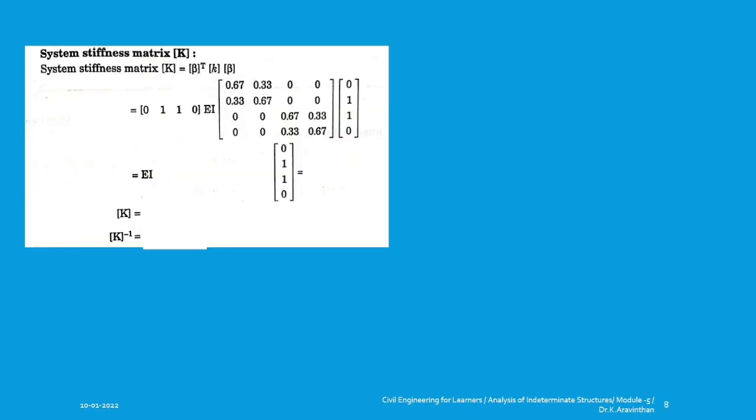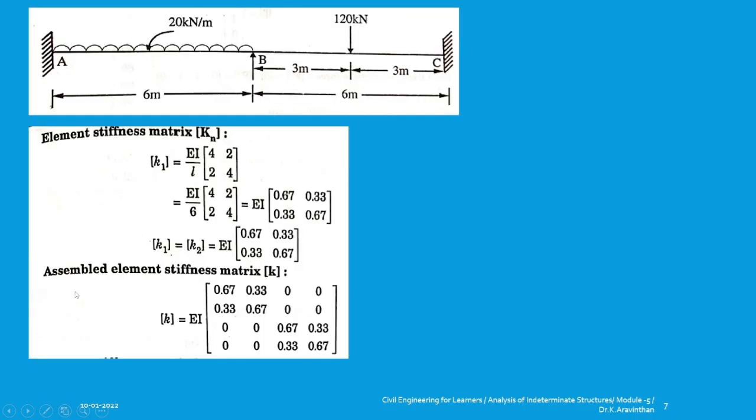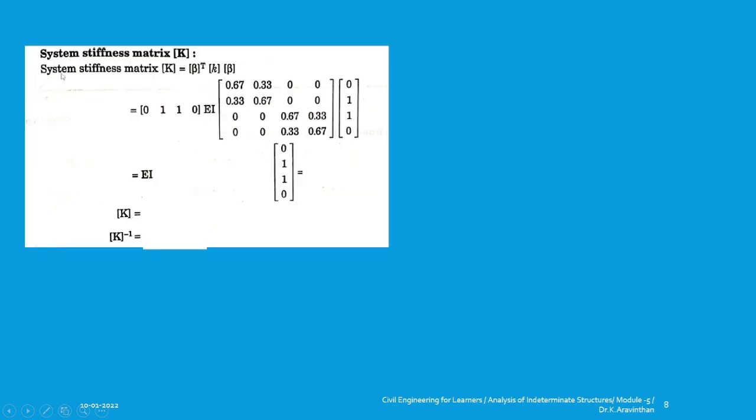So likewise. Now let us go to the system stiffness matrix. The formula is K, that is capital K. If you go to the previous step, it was the element stiffness matrix, which is small k. You can see the difference, and now you have to find capital K, which is the system stiffness matrix. Step number 6. How to find capital K? Beta transpose small k into beta. Your beta value is 0, 1, 1, 0. EI, and small k is the element stiffness matrix, and beta is 0, 1, 1, 0.